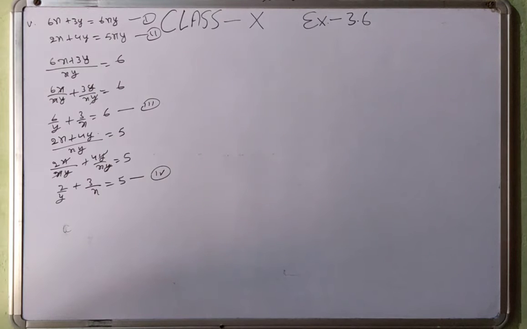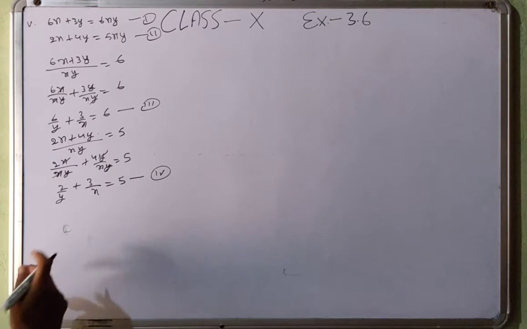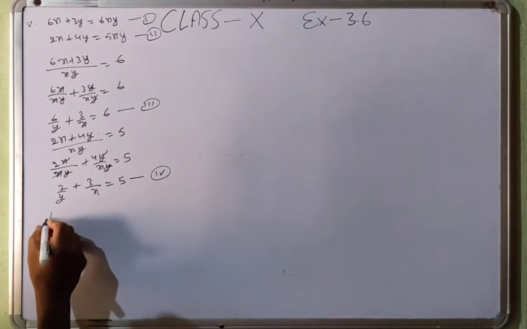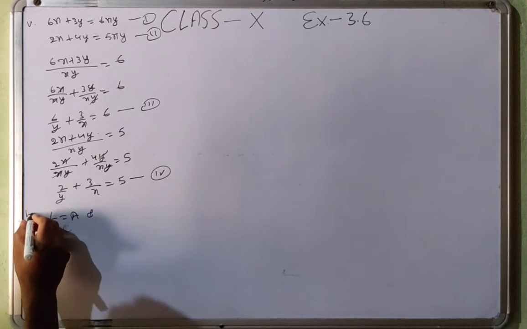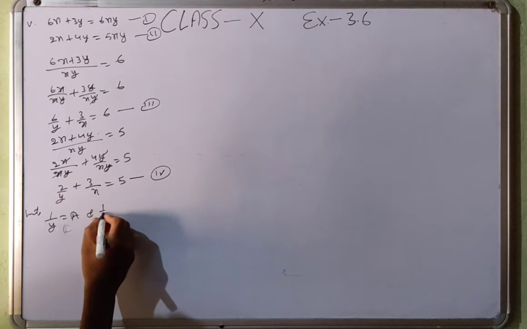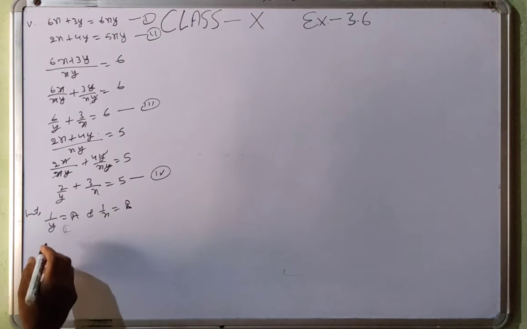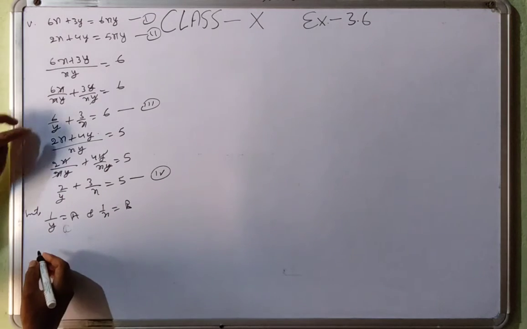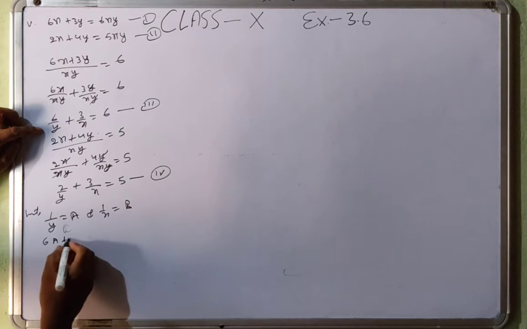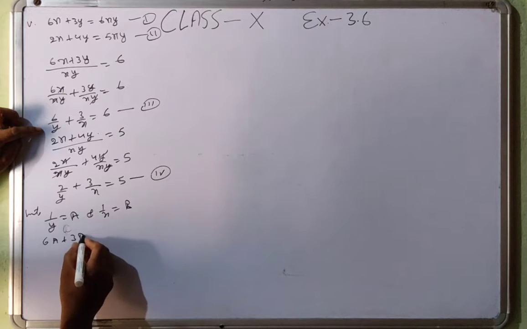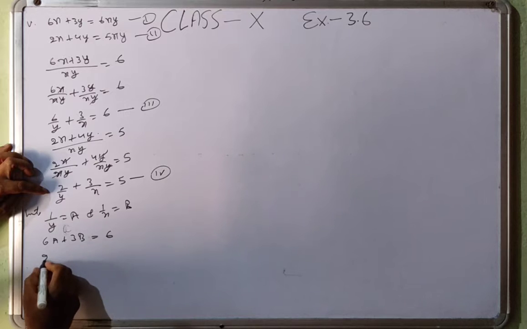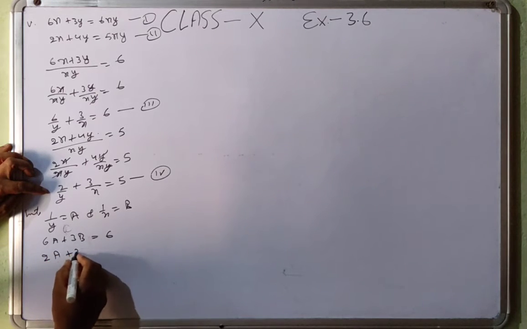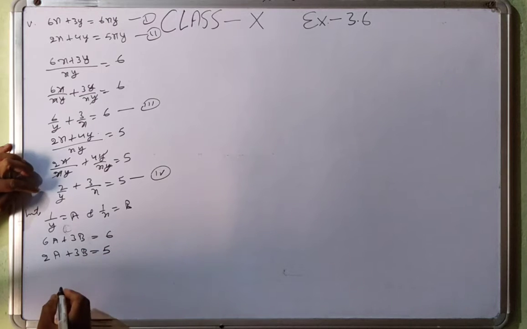Now let 1 upon y is equal to a, and let 1 upon x is equal to b. So that will be 6a plus 3b is equal to 6, and for this equation that will be 2a plus 3b is equal to 5.